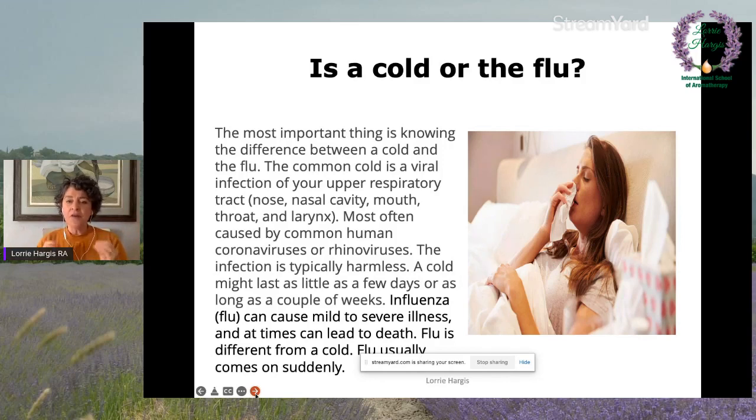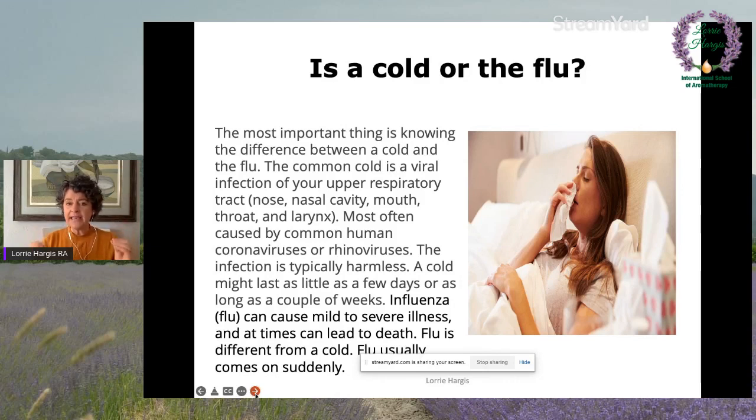The cold is a viral infection of your upper respiratory tract. That means your nose, your nasal cavity, your mouth, your throat, and your larynx. Most often caused by common human coronaviruses or rhinoviruses. The infection is typically harmless. A cold may last as little as a few days or as long as a couple weeks.